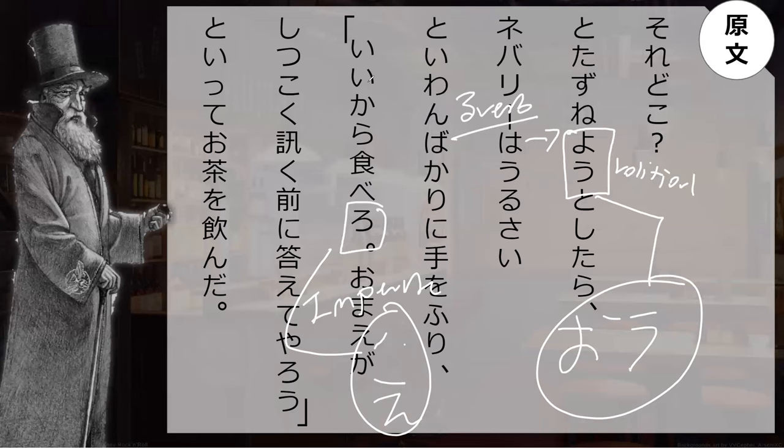Oh, perfect. Start the sentence, please. Because this thing between an u verb and a ru verb is going to mess up so many students. Yeah. Taberu is a ru verb.